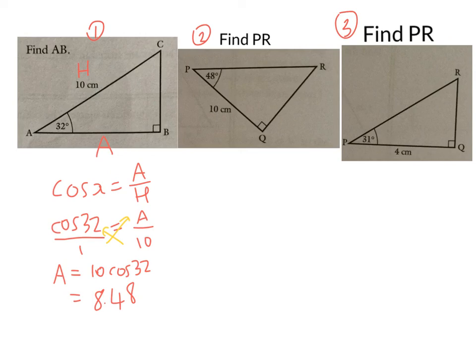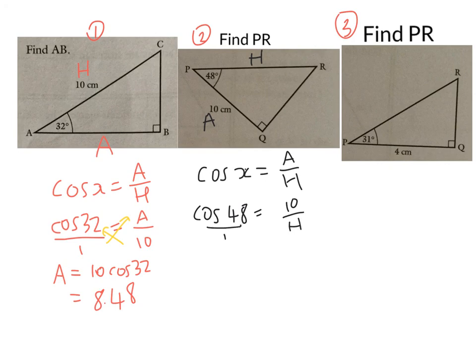Question 2. This time we know the 10. The 10 is adjacent to the angle, and we need to find out PR. PR is the longest side opposite the right angle, so it must be H. A and H is used, so it's cos of the angle x is equal to the adjacent over hypotenuse. x is the angle, 48. The adjacent, we're told, is 10, and the hypotenuse we don't know, so keep it as H.